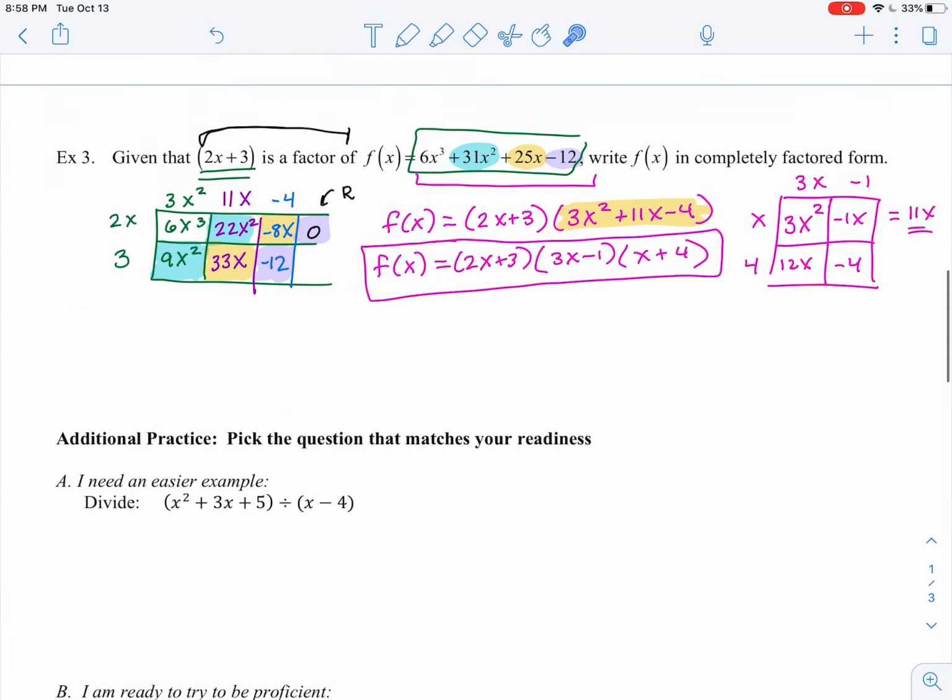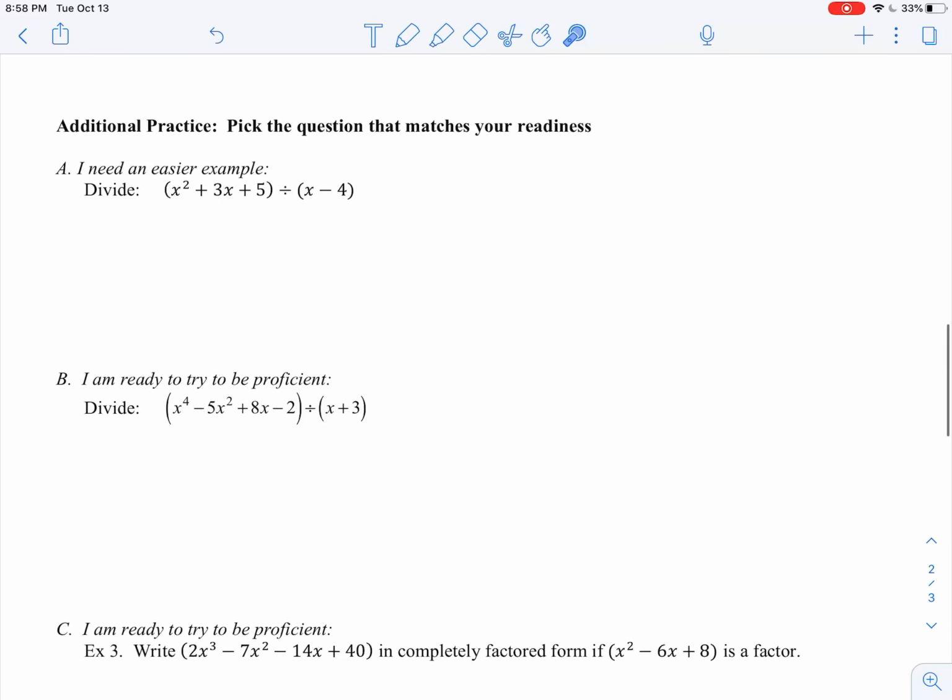Okay, so I recommend that you give this a try with the additional practice and check it with the key that is available online.